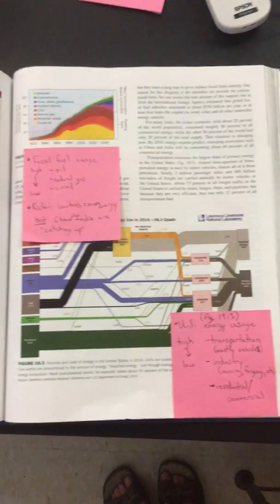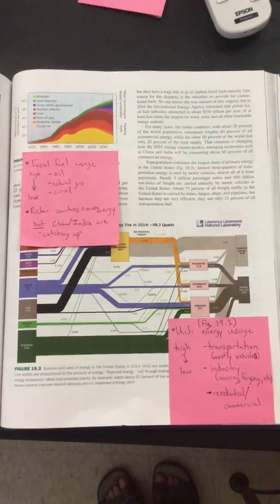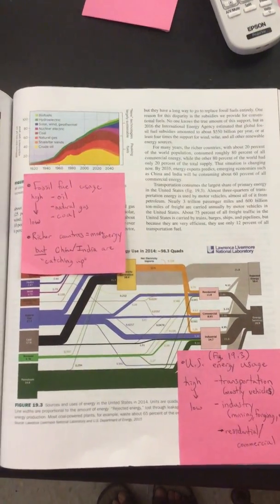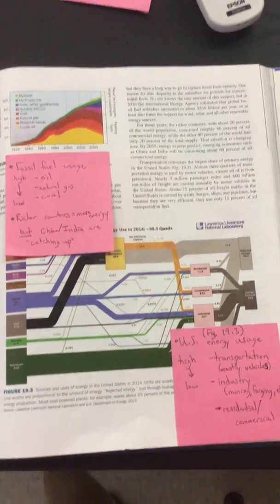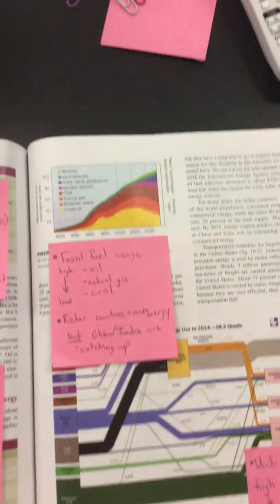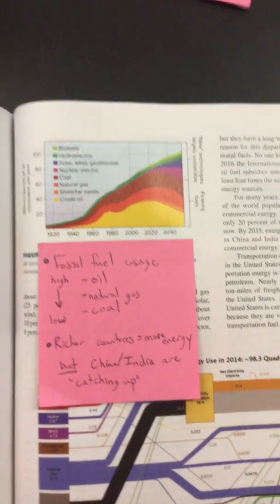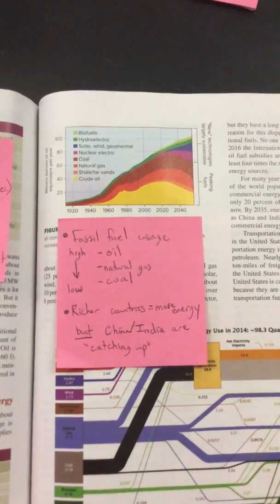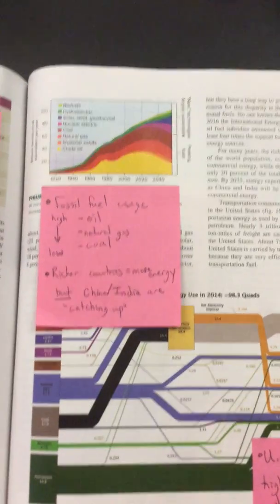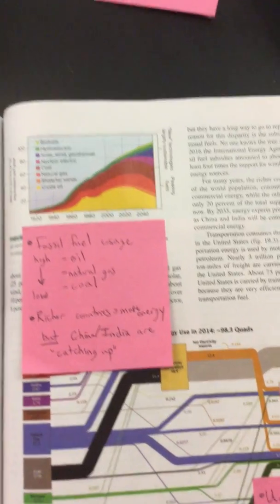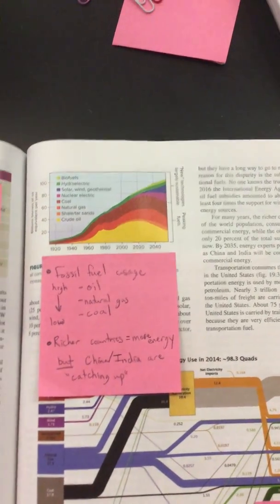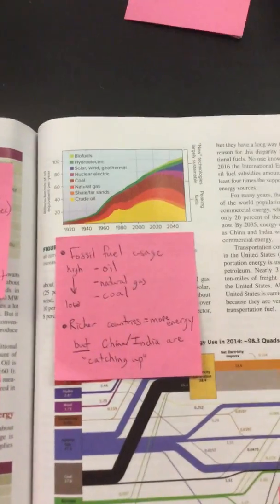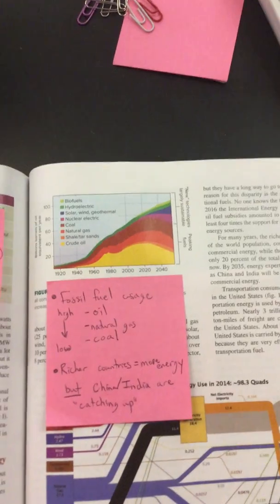We love graphs. Graphs are wonderful, except I think this one's a little bit confusing. So this first one in the upper left corner talks about fossil fuel usage. So we mostly use oil, and then natural gas and coal. So you kind of need to know oil is used the most, then natural gas, followed by coal. Richer countries in general use more energy, but countries like China and India that have emerging economies are catching up in how much energy they use per person.